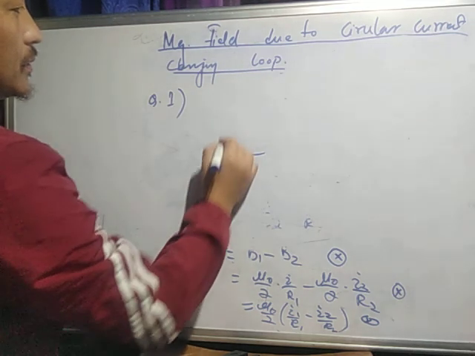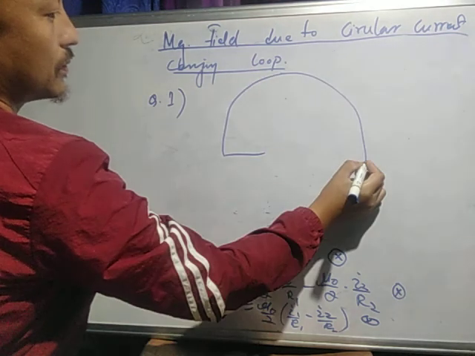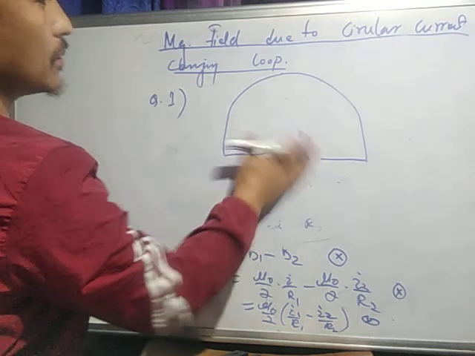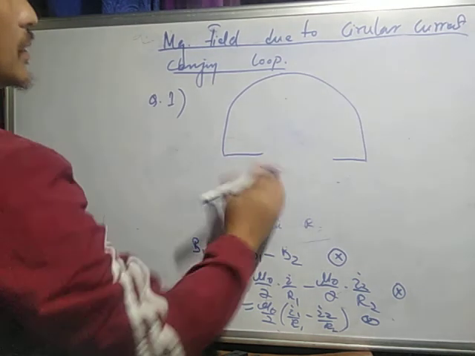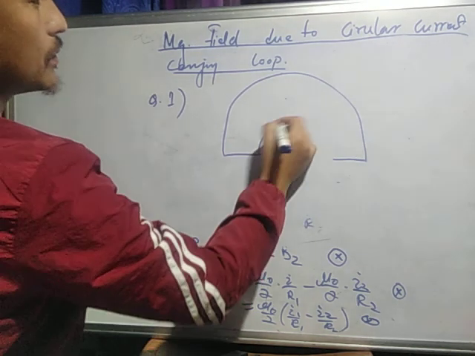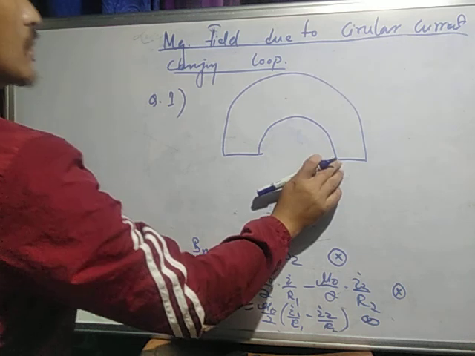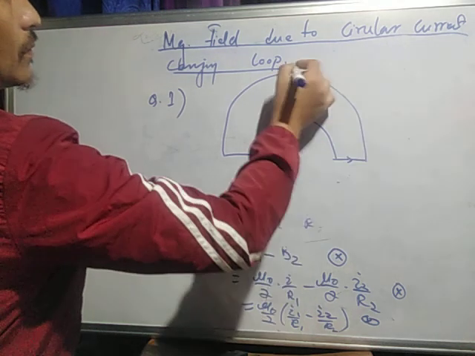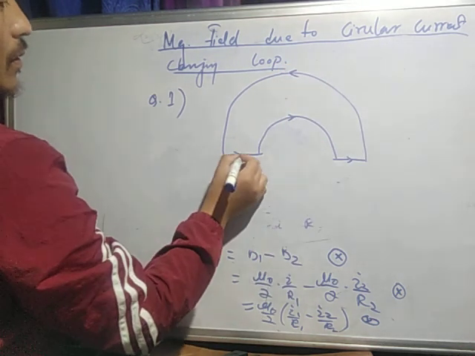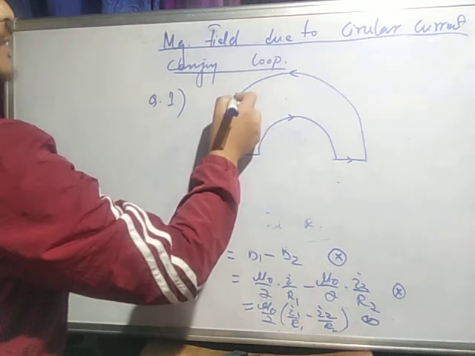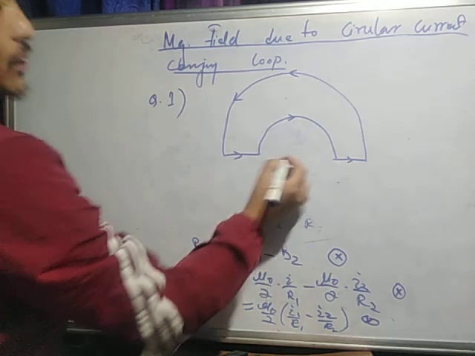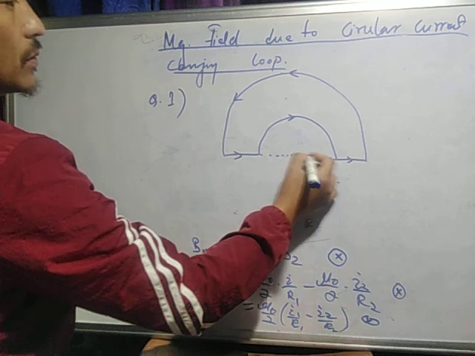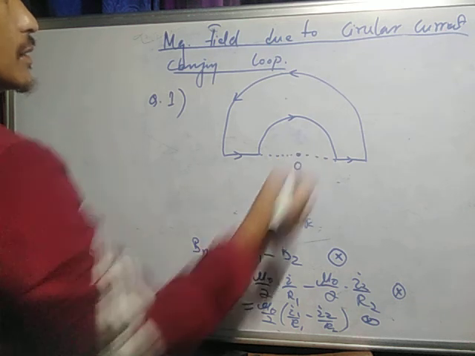यस्तो छ. यस्तो बनाऊ. सेमी सर्कल बनाऊ ल. Semicircle, look like semicircle. Now a current is going like this. Okay. Current is moving like this. Okay. Direction. So you have to find the magnetic field at a point O. This is the O point, center.